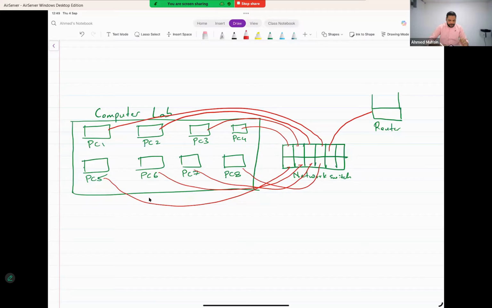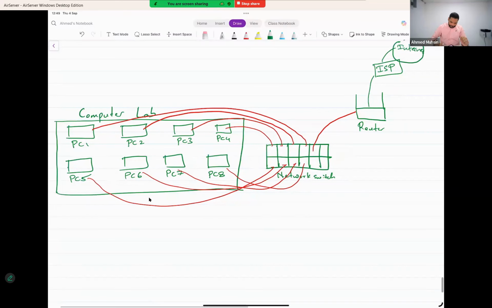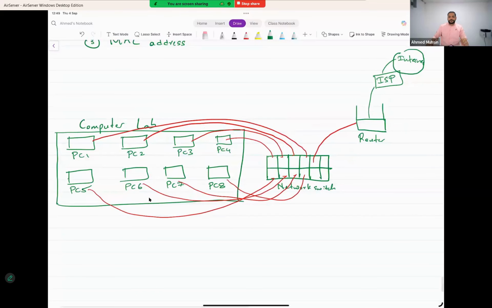Correctly speaking, guys, we need to draw one more thing. We need to say internet service provider. It's connected to an ISP, internet service provider. Okay, and then through this, it's connected to the internet. ISP means internet service provider. I did not teach you all that, but you all know it now.